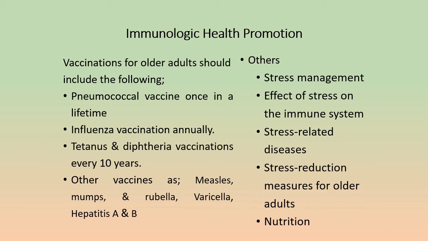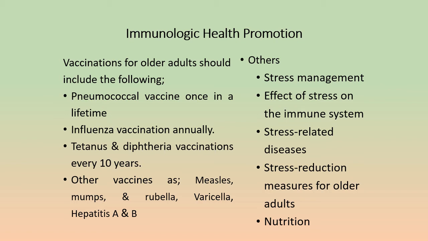Okay, there are certain immunological health promotions that we need to consider as nurses. Number one, vaccination is a very important aspect of health promotion when we are talking about immunologic function. Examples of vaccinations are the pneumococcal vaccine once in a lifetime, the influenza vaccination, which should be recommended annually, and the tetanus and diphtheria vaccinations, which should be done every 10 years. Other vaccines like measles, mumps, rubella, varicella, and hepatitis A and B are also very important.